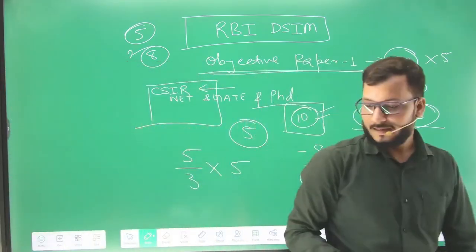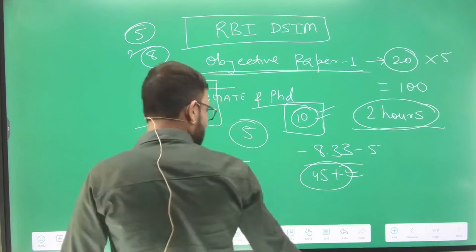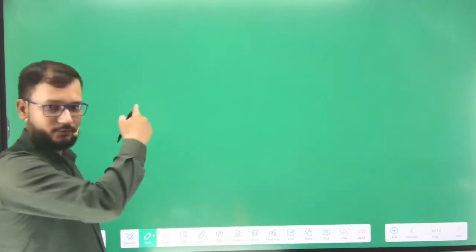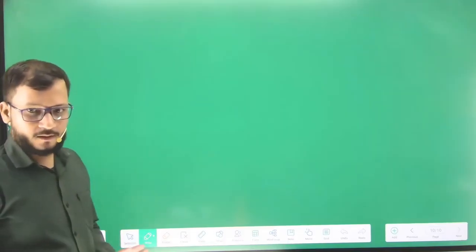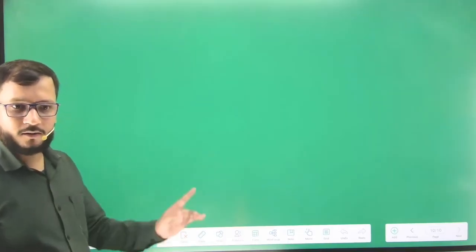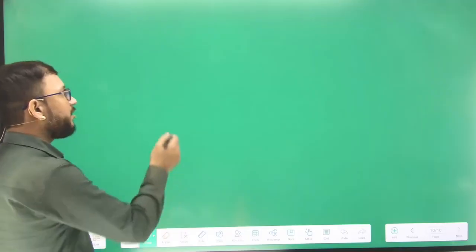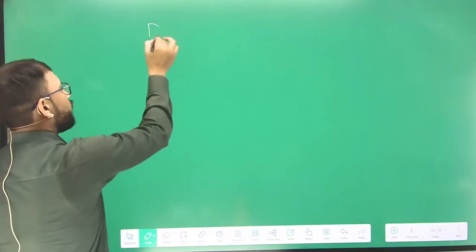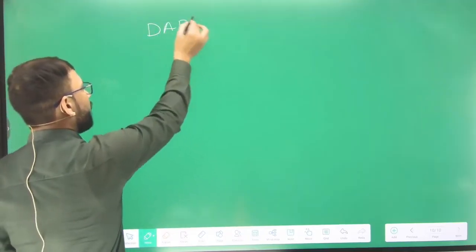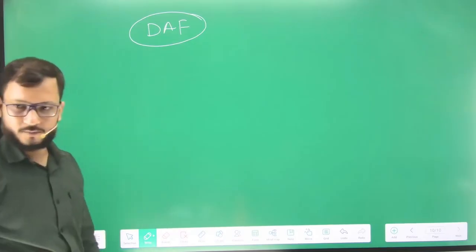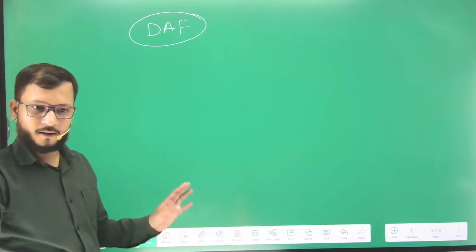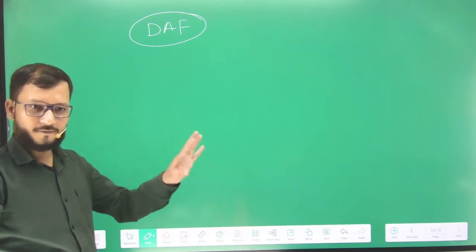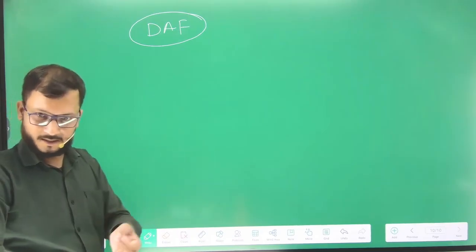Now next is paper 2. This is phase 1, also called PT. Once you qualify the PT, you will be selected for the next round, and before the next round, you need to fill the DAF form for their interview. Clear? Detailed Application Form you need to fill, and after that, you will get your next admit card.